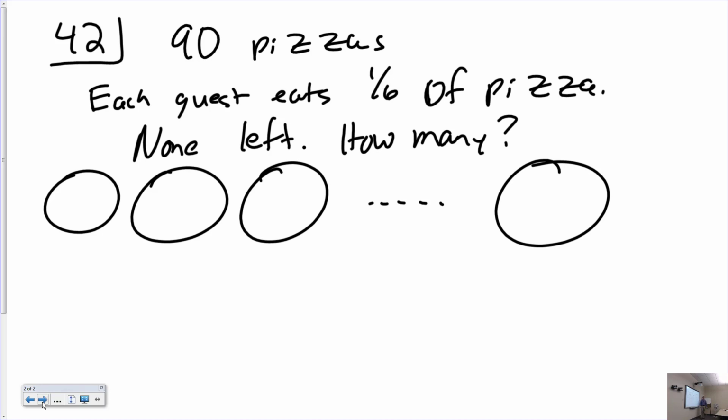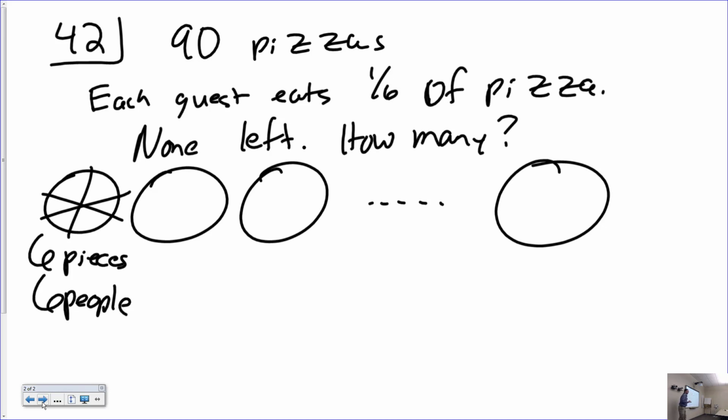90 pizzas. Now, what does the next thing tell us? Each 1/6 of the pizza. So, what would you do with each one of those pizzas? Break it down into sixths. Yeah, you'd say, hey, each pizza now has 6 pieces, right? Because each one of those pieces represents one person, right? So what's going to happen with the second pizza? Break it into 6 pieces. Same thing, right?